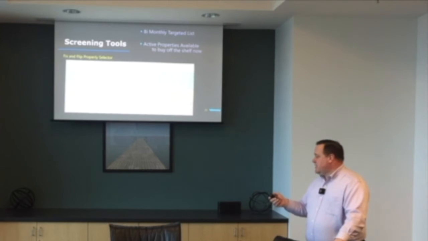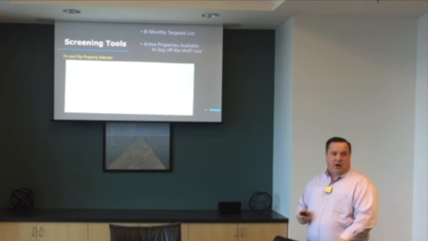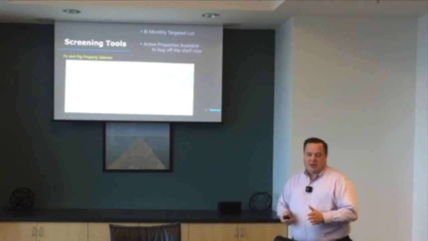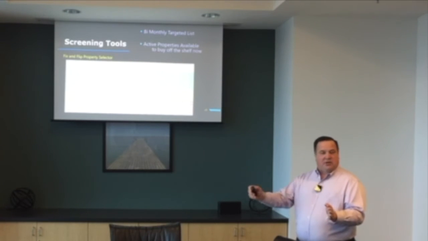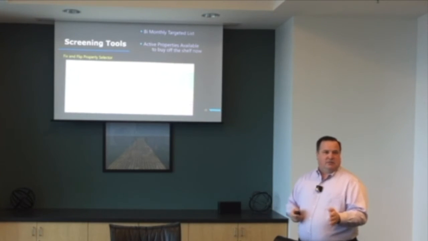I take those to a list and then I'll measure those lists against a radius circle around the property. So what I'm doing is I'm saying if I'm going to buy a fix and flip that I'm going to put money into, I need to have a 30% markup to ARV at least, right? ARV is after repaired value, right?